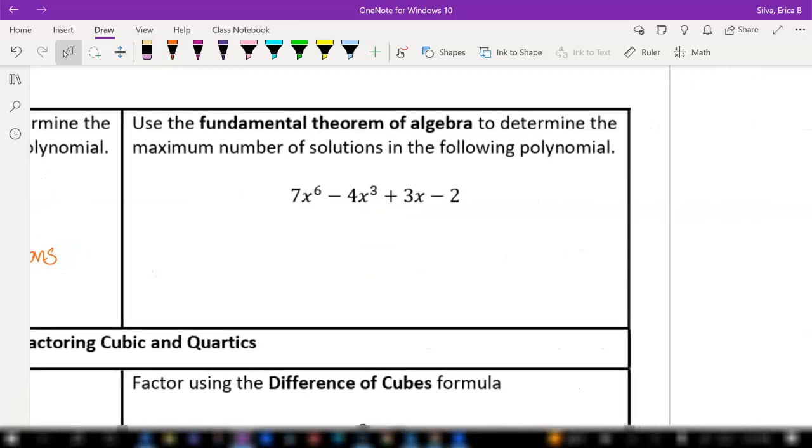If we look at the next problem, this one is actually in standard form. We look at our exponents, and the highest exponent is 6, so we have a max number of 6 solutions.